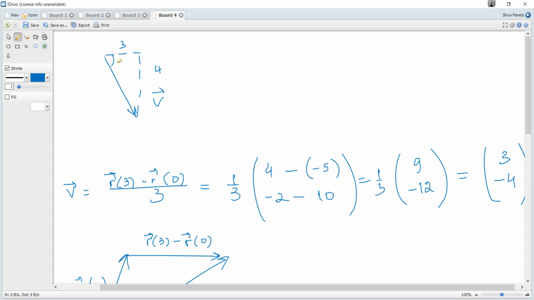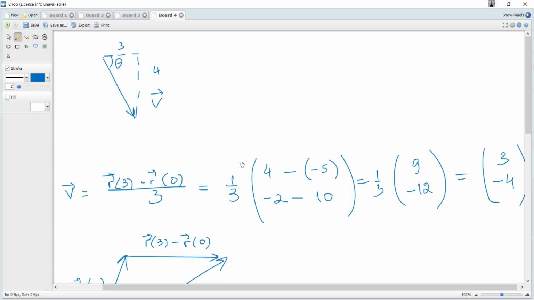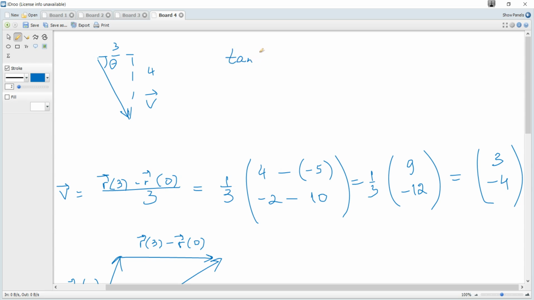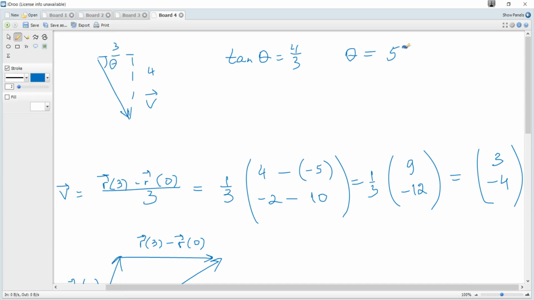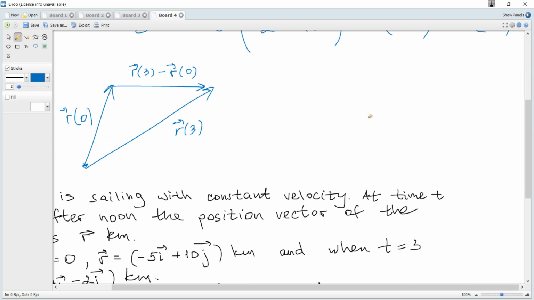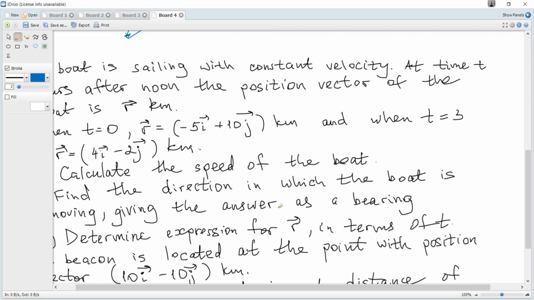And we can find this acute angle theta from tangent. Tangent is opposite over adjacent, 4/3. So theta is inverse tangent of 4/3, and it's 53.1 degrees, and we need this direction to be given as a bearing angle.